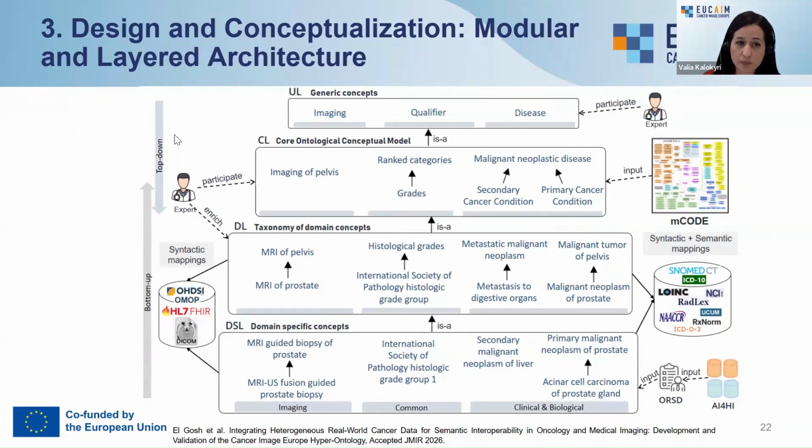Then we also have the top-down approach, where we ground the ontology in a core conceptual model. In our case, this core conceptual model is mCODE. For those of you that do not know mCODE, I'll tell you in the next slide what this is. So this is our core conceptual model. And finally, we have these generic concepts that were defined with the participation of experts to generalize the content of the ontology.